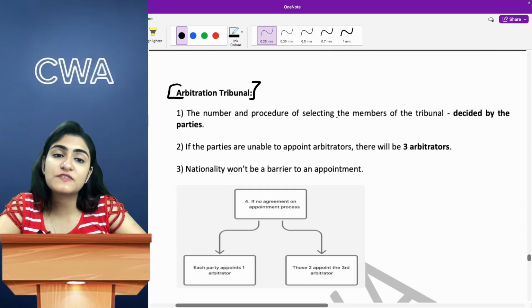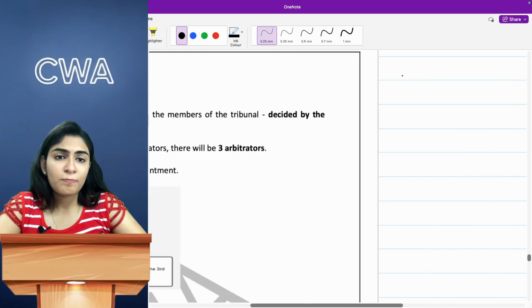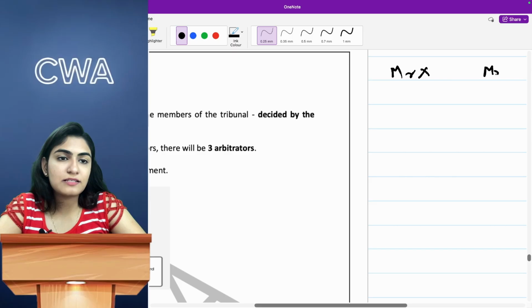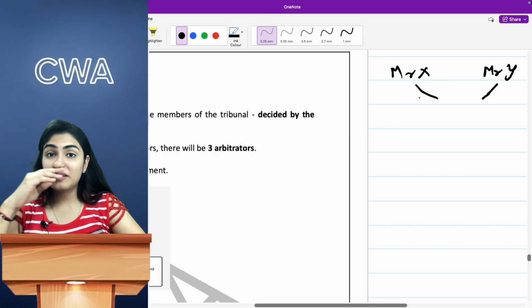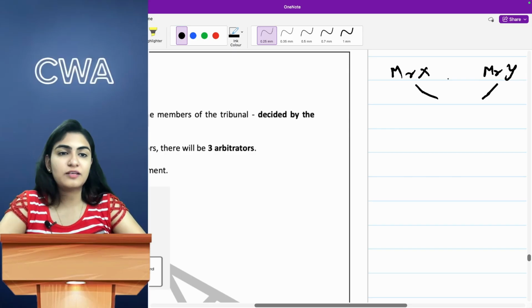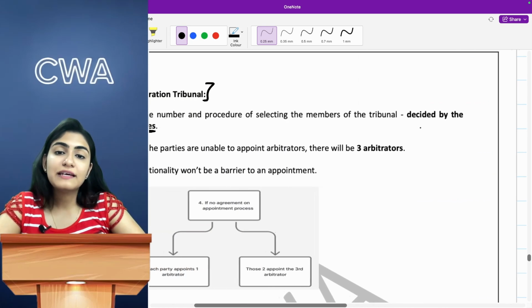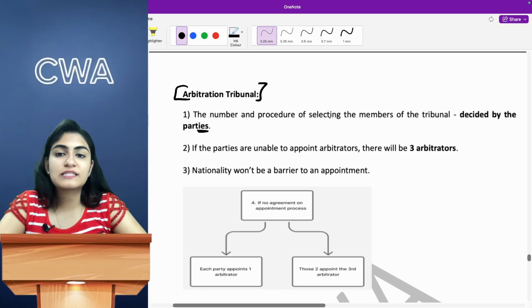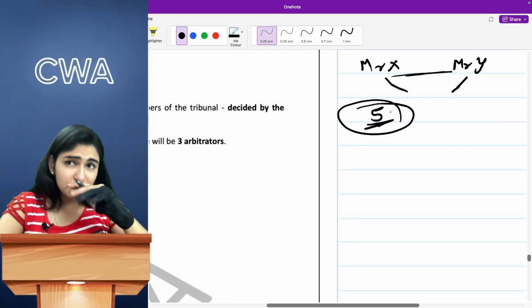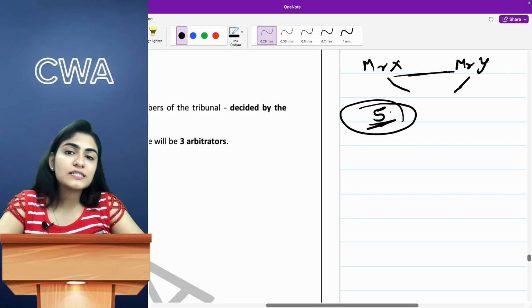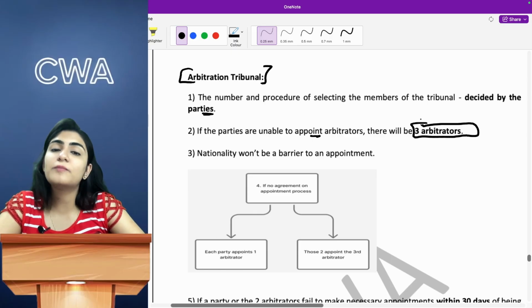The number and procedure of selecting the members of the tribunal is decided by the parties. Let's say there is Mr. X and there is Mr. Y. So the members, and the number of members that will be sitting in this entire proceeding, is decided by the parties. Let's say both the parties decide mutually that 5 members will be sitting in the arbitration process, and both will select these 5 members mutually so that nothing goes wrong or no biased decision is taken. But if parties are unable to appoint arbitrators, there will be a minimum of 3 arbitrators.